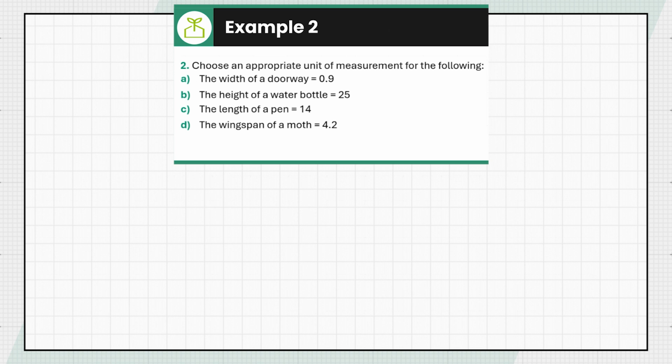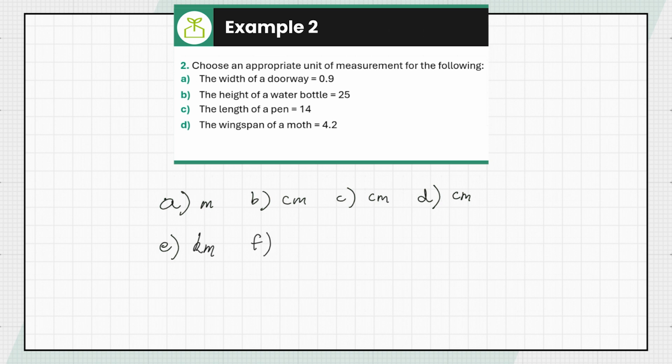Alright, let's get started. So for A, we have the width of a doorway. Now again, I think this one is going to be in meters. B, the height of a water bottle can be measured in centimeters. C, the length of a pen, again, is going to be centimeters. D, the wingspan of a moth. Moths can be quite large, and I think 4.2 sounds more like centimeters than millimeters, although they do vary in size. E, the distance between two cities is 320 what? It's going to be kilometers.